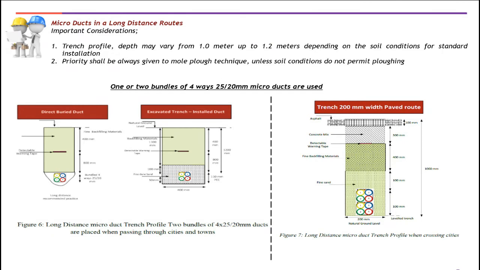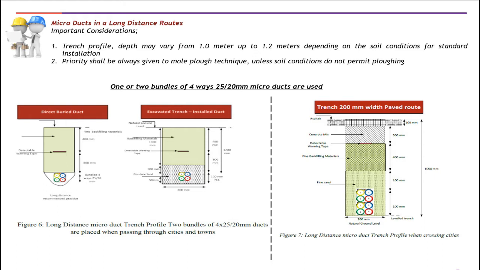Okay. So microducts in long distance network. Like the standard trench implementation for the long distance network, the trench profile for microducts is just similar. It's just that we change the material. So again, trench profile will be from 1 meter to 1.2 meter depending on the soil condition. Also, priority is always given to mole plowing method.